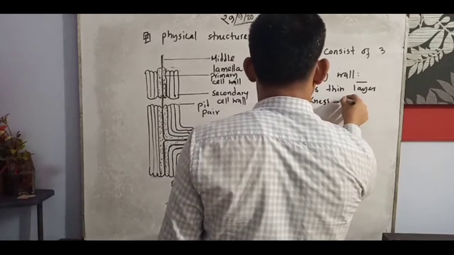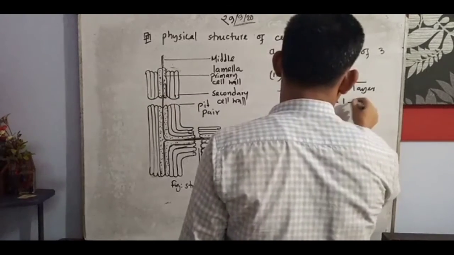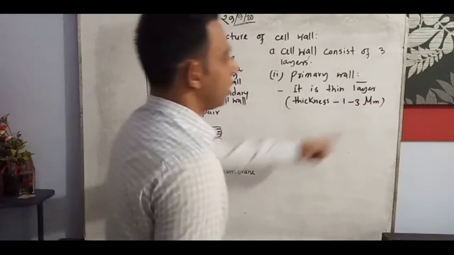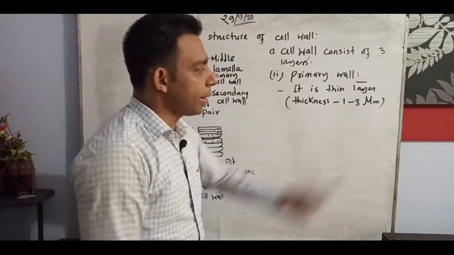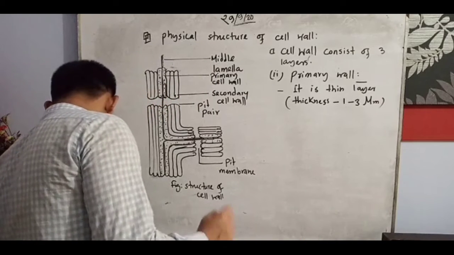So it is a thin layer, and its thickness is 1 to 3 micrometer. This is the symbol, not M, it is the micro, it looks like M but is not M. You will write it in this way: micrometer, 1 to 3 micrometer.